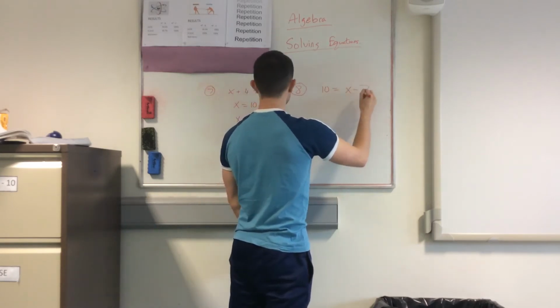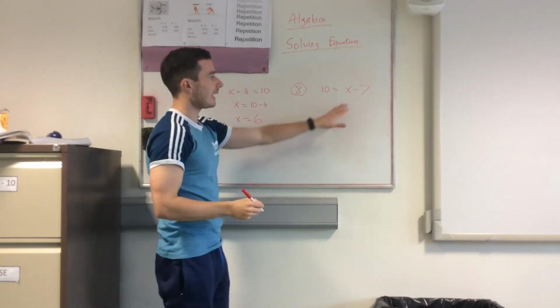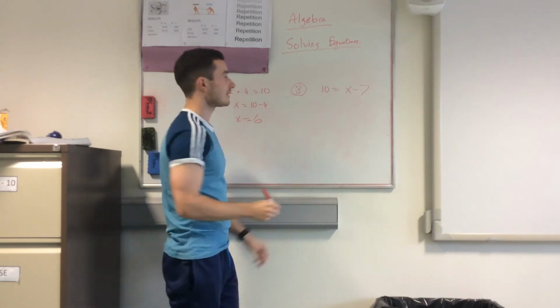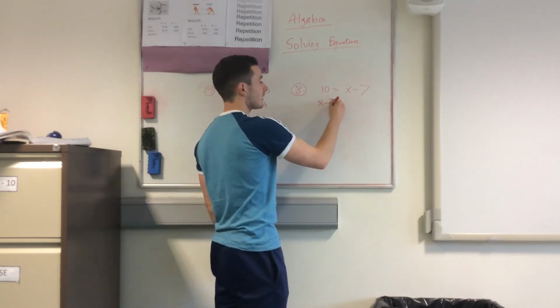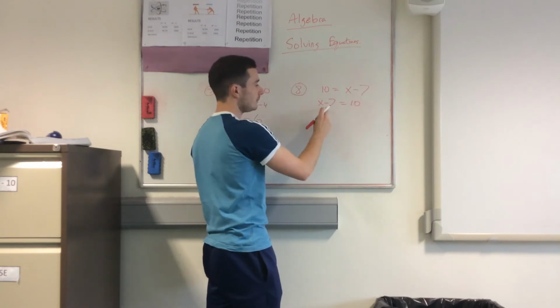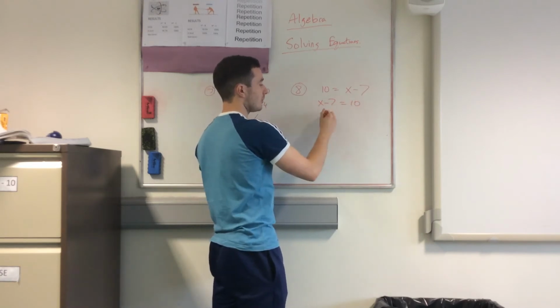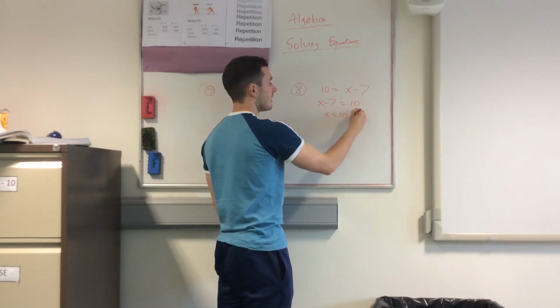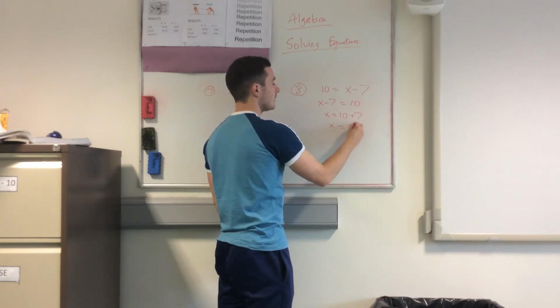Or if you had a minus, so 10 equals x take away 7. Well, I like to work with my x term on the left hand side, so I'm going to swap everything over. So x minus 7 equals 10. My minus 7 comes across, becomes plus, so x equals 10 plus 7. x equals 17.